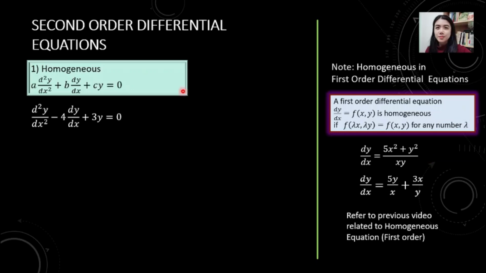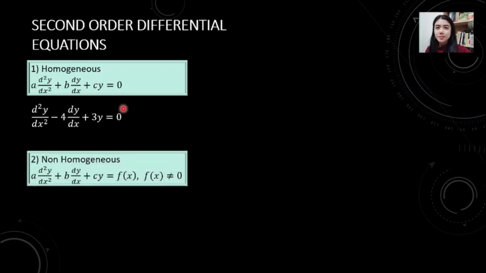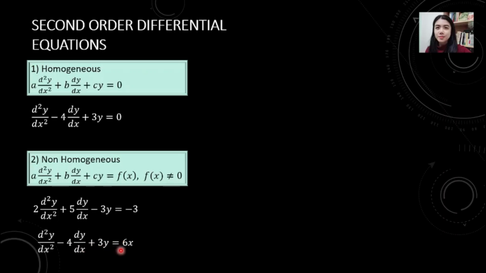Let's just go back to the second order and the homogeneous equations. This is the first type that we're going to learn in the second order. The second type that you're going to learn in second order differential equations is called non-homogeneous. Non-homogeneous means that you have the equation equal to some function. For instance, you have this one, this equation is equal to -3. This is not 0. And next you have this one, where the equation is equal to 6x. 6x is not 0.